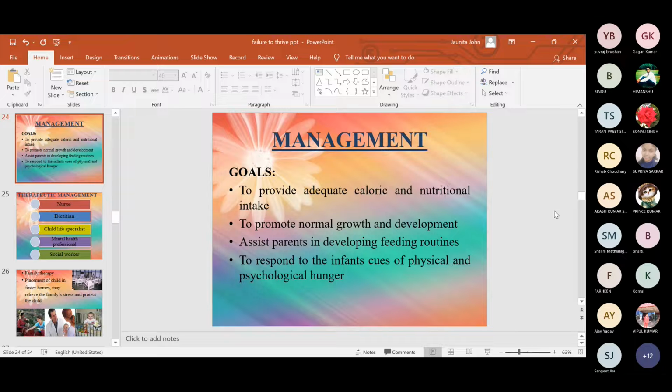Next is respond to the infant's cues of physical and psychological hunger. पहली बात आपको पता होना है, very importantly mother should know about the physical and psychological hunger. कौन सा टाइप का baby is hungry, whether baby is physically hungry that means food देना है, psychologically hungry means you have to see the baby's growth and development. If the baby is not developing properly, that is again a sign that will be dealt under therapeutic management.